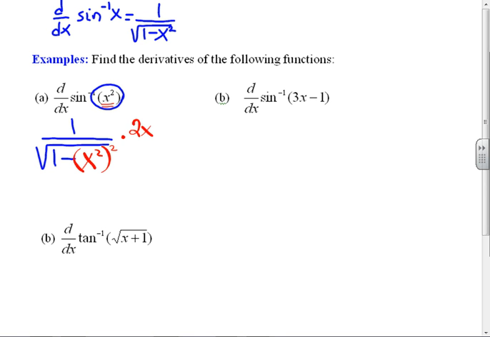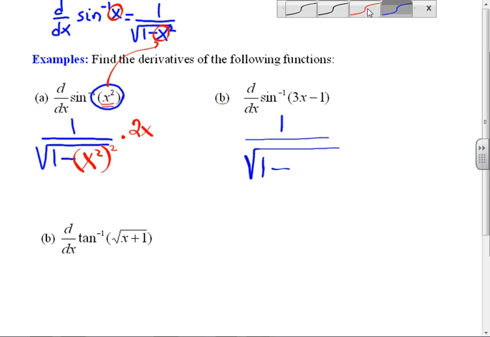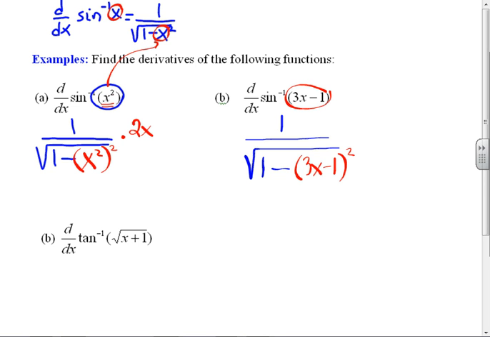I took this formula here, and if I make this f of x, then this is f of x. So you have to substitute whatever that is. Let's do this one, because it's the same thing. So you have to know the formula. It's 1 over the square root of 1 minus, what's my input now? 3x minus 1, and you're going to square it, but we're not going to square it, okay? Let's leave it like that. Times the derivative of the inside function, times 3.